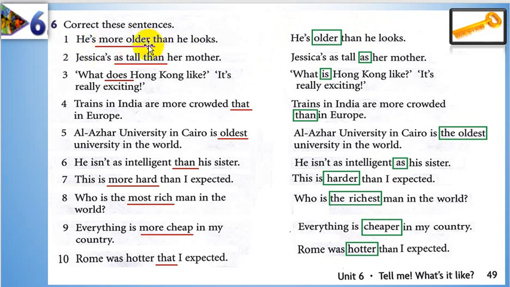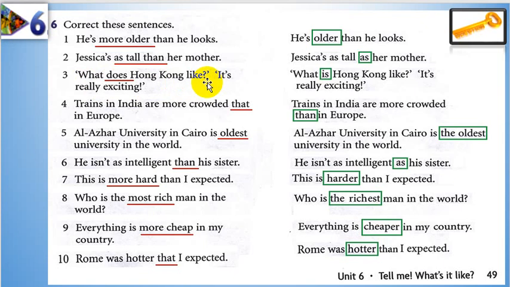One: "He is more older than he looks." This is a wrong sentence. We can't use "more" with "older." This is a short adjective. We only use "older." He's older than he looks. "Jessica as tall than." No, we use "as." Jessica is as tall as. I underlined the mistake and put the right answer in a green rectangle.